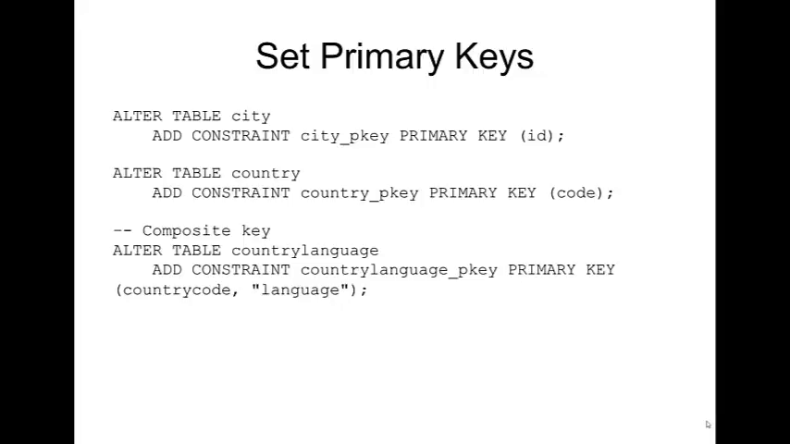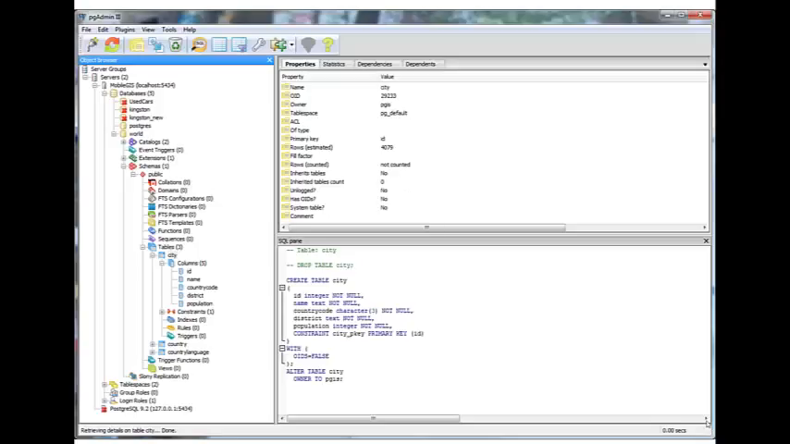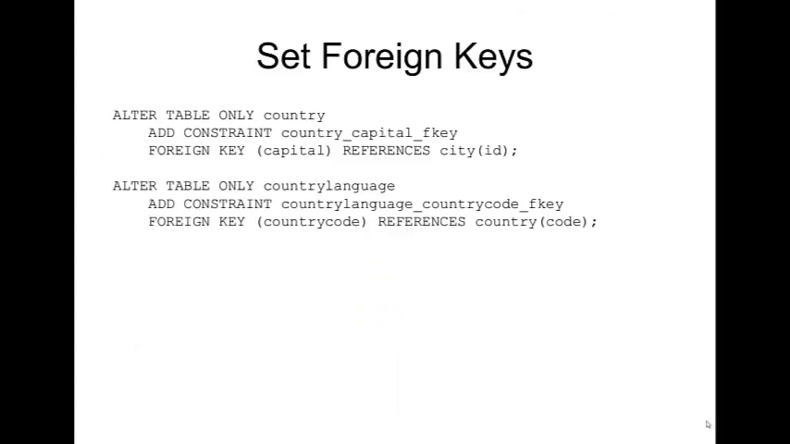Note this one, country language. The primary key is a composite key, which can consist of country code and the language field. So that's a composite key. So we're adding a composite primary key onto country language. There we go, we get these constraints. Here's the constraint that we just added, added into the city table definition.